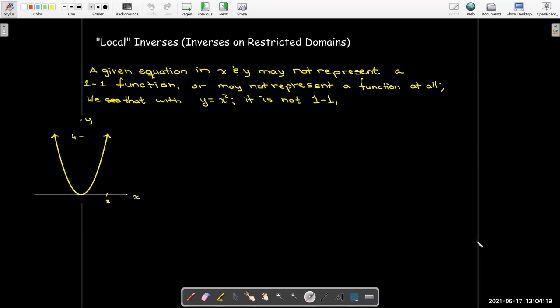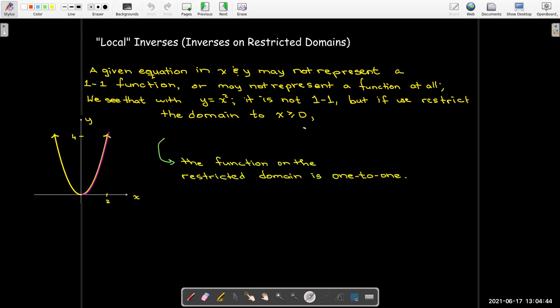So if we have a given equation, it may not represent a function, or may not represent a one-to-one function, right? Our classic example would be y equals x squared. Its graph is a parabola. But if I only take one branch of that parabola, I could take the negative branch or the positive branch, meaning where x is negative or x is positive. So if we restrict ourselves to where x is positive, you get this branch, and that magenta line represents a one-to-one function, while the entire graph does not.